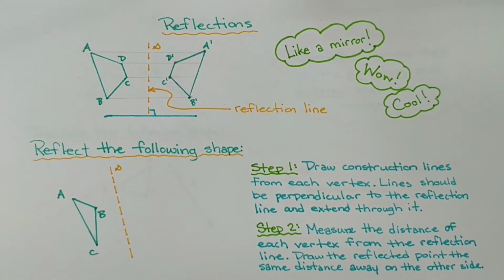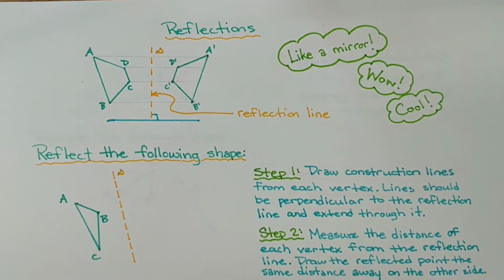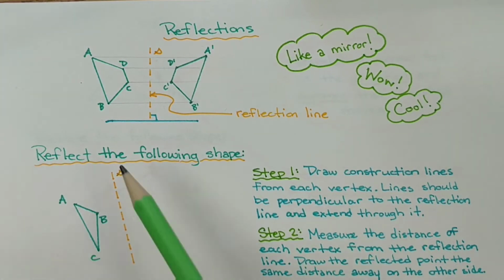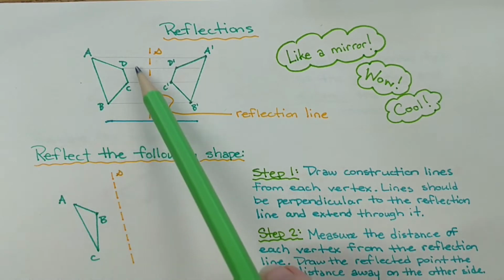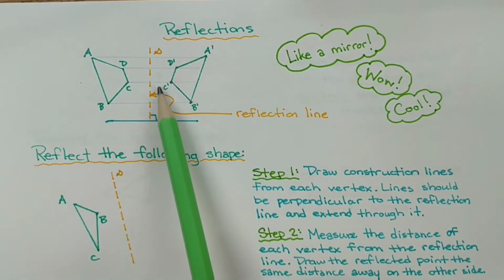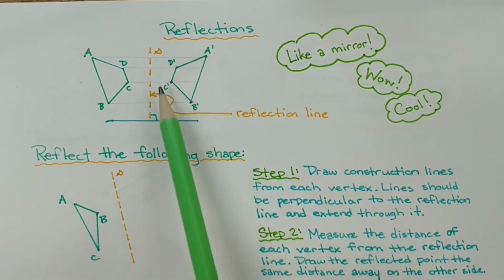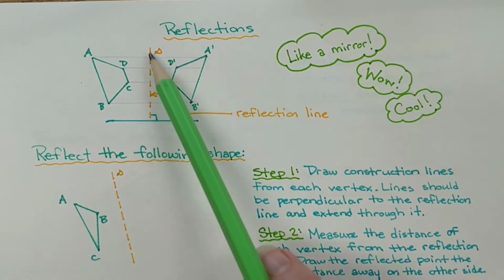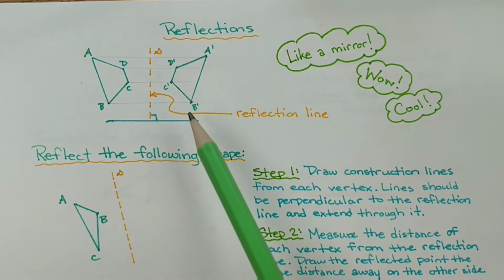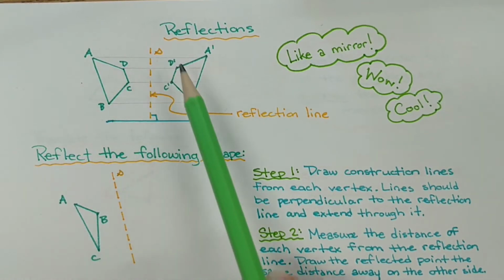Hey guys, in this video we are going to look at how to perform reflections. So in our diagram up here, I've got a quadrilateral shown on this side, I've got a reflection line, and I've got the reflected image of that quadrilateral shown on the other side of the reflection line. So this reflection line acts kind of like a mirror. Okay, we're going to get the exact same shape on the other side.